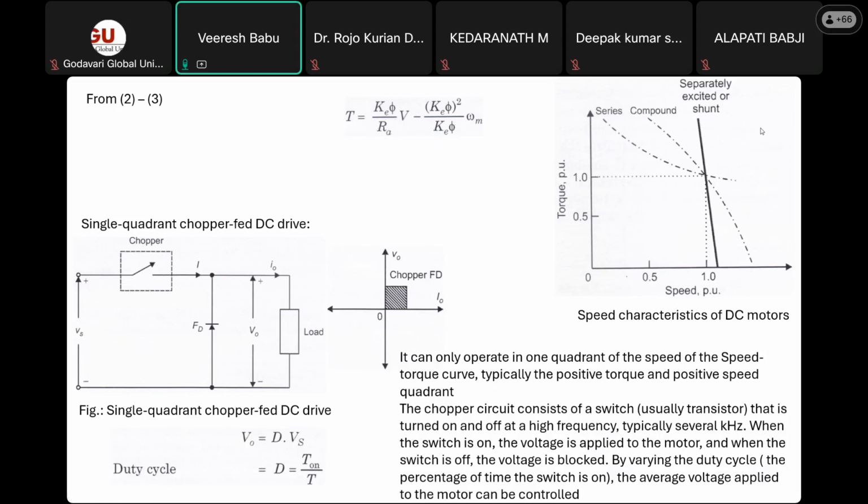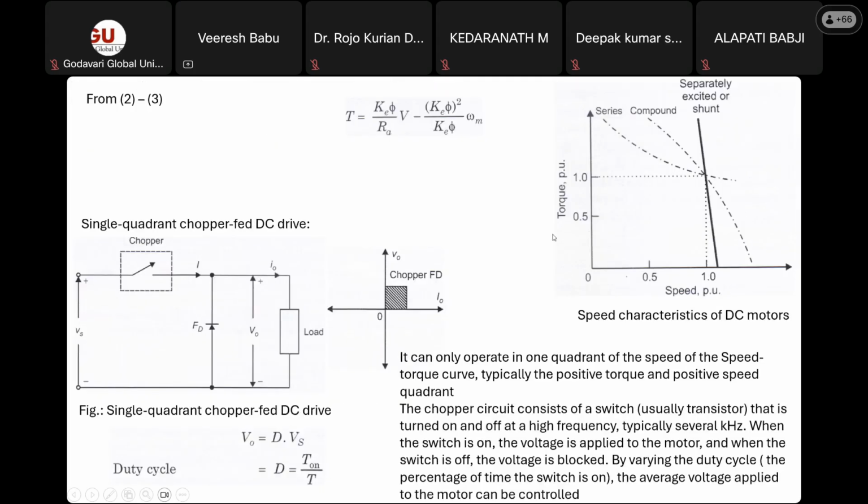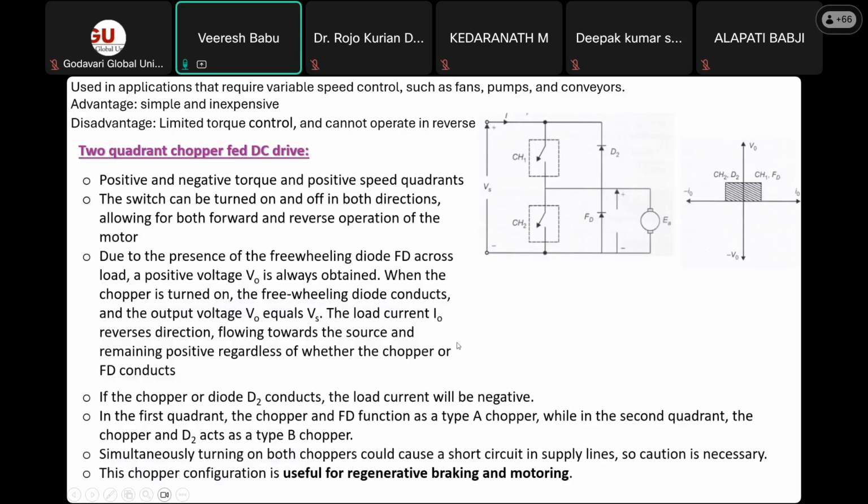Now, when you draw the speed characteristics with respect to different types, what we discussed earlier, this is the torque versus speed. You can have separately excited DC motors, an exactly vertical, linear line, and series you can check it here, and then compound you can check it here. Are you following? So here, this is a single quadrant chopper fed drive. I'll skip it here and I'll show you one more diagram.